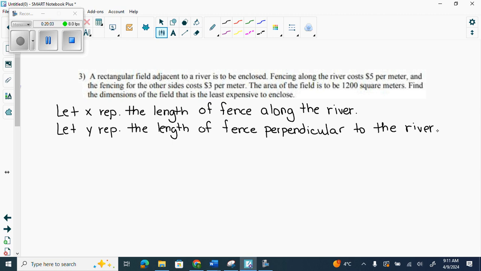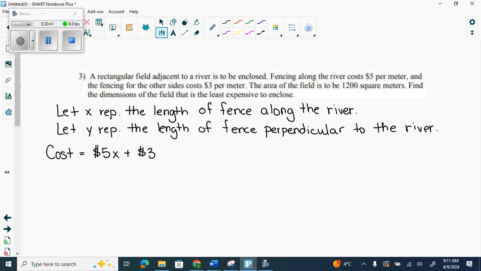We want to come up with a cost equation. So I'm going to say let cost be... I don't want anyone telling me I didn't write a let statement. So, cost. What costs what? $5 for every piece of fence along the river, right? So we're going to have 5x. This is true. So we have 5x plus, now we need $3 times every length that is not along the river.